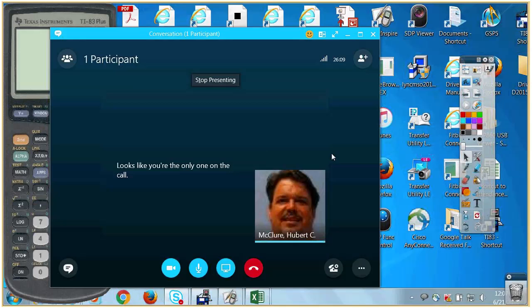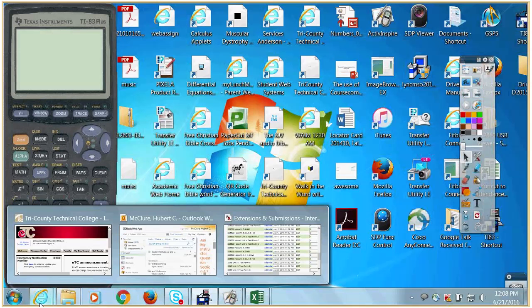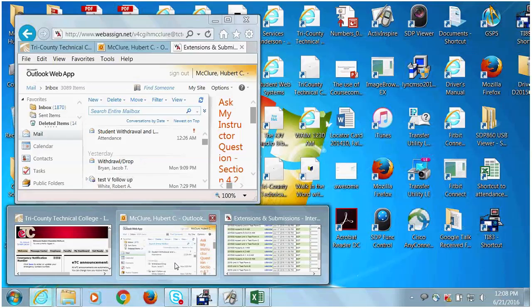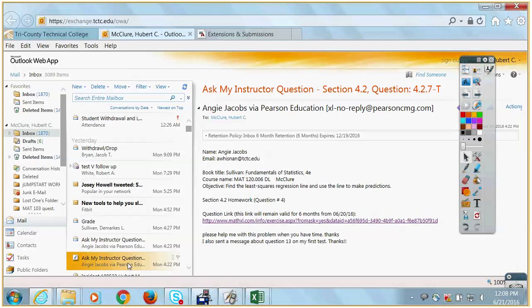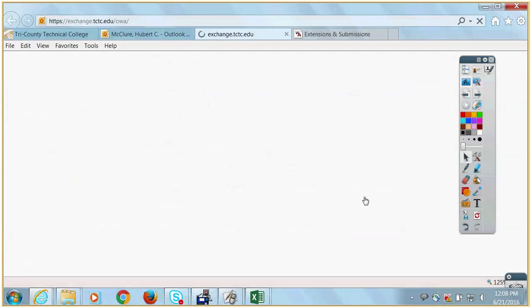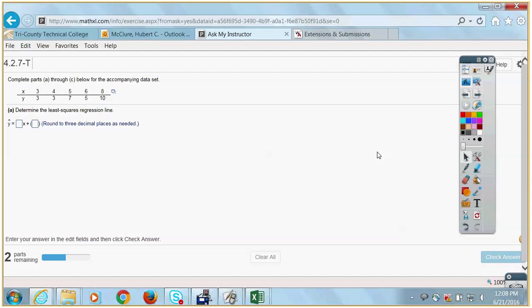Okay, I got two problems that have been sent in through Ask My Instructor, and I'll pull those up now. One is 4.2, Math 120 online. This is 4.2, number 7 in the book, number 4 online. These are technology questions, so you're not going to do a lot by hand. You can do them by Excel or by the calculator. I'm going to do the first by Excel.